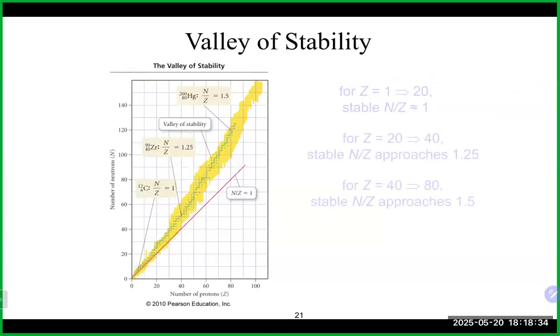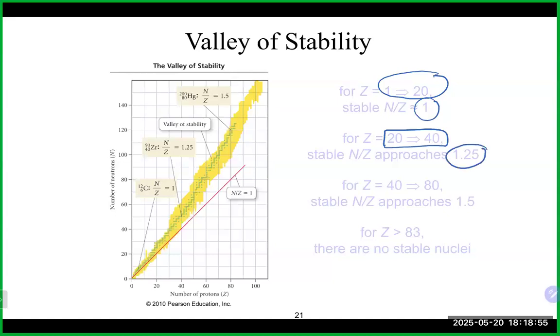How do you know what is considered stable or not stable? As I mentioned before, there is this valley of stability, and some books will call it the belt of stability. For elements that have an atomic number of 1 through 20, a stable ratio is 1. And if you have somebody between 20 and 40, your ratio moves to 1.25. 40 to 80, you're going to move to a 1.5 ratio. And really anything above 84 is not going to be stable. So you don't have to worry too much about that.